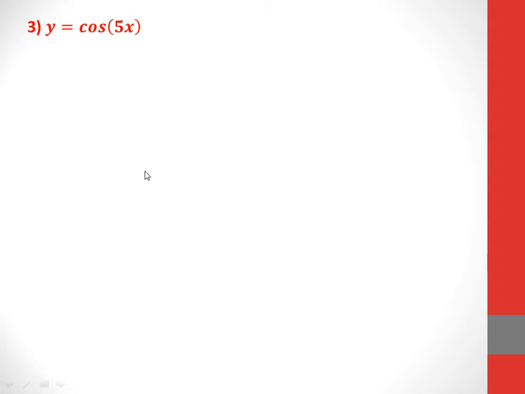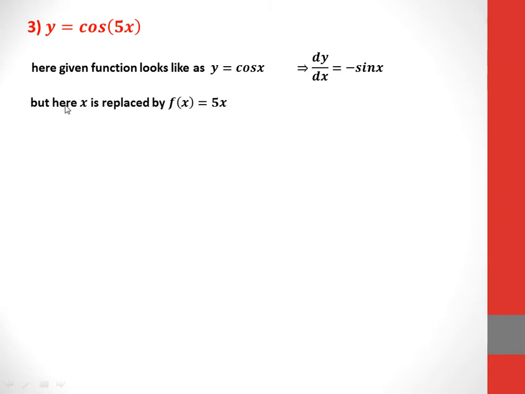y is equal to cos 5x. Now if you see this function carefully, it looks like y is equal to cos x, because we know the derivative of cos x is minus sin x. So here x is replaced by f of x is equal to 5x. So it can be written as y is equal to cos of f of x.